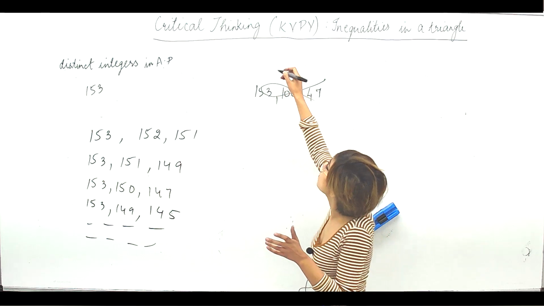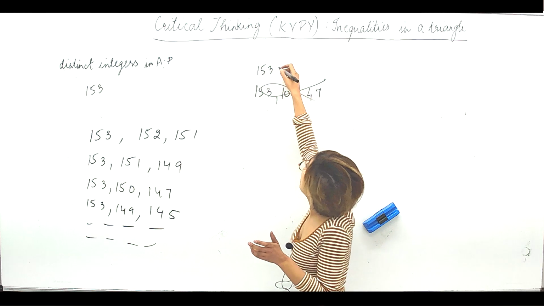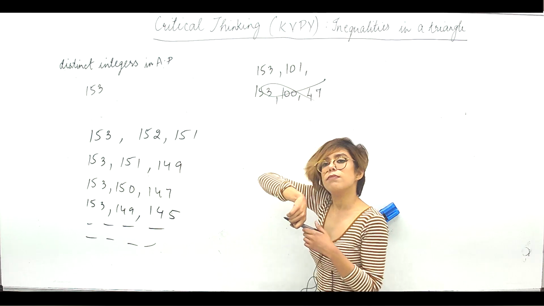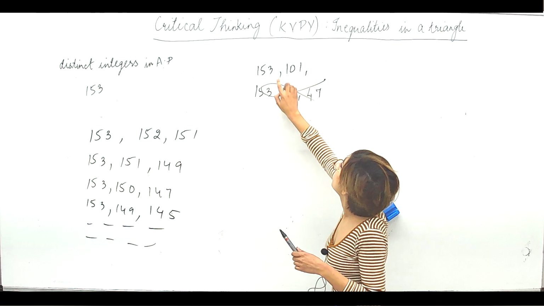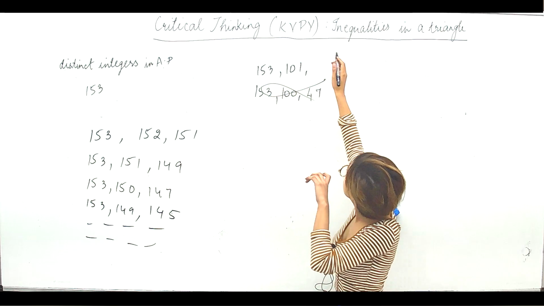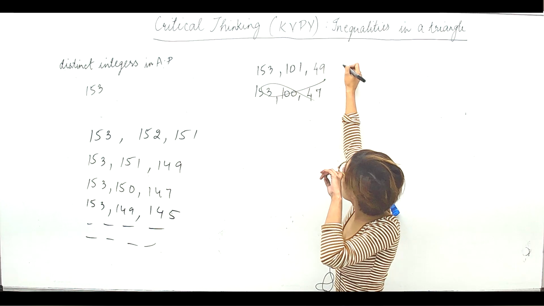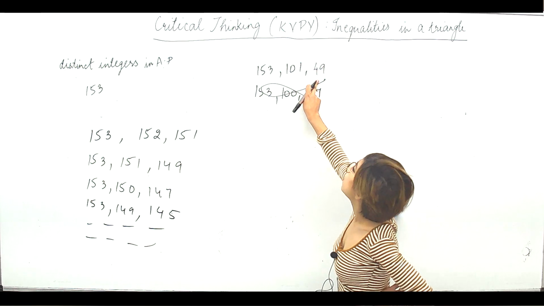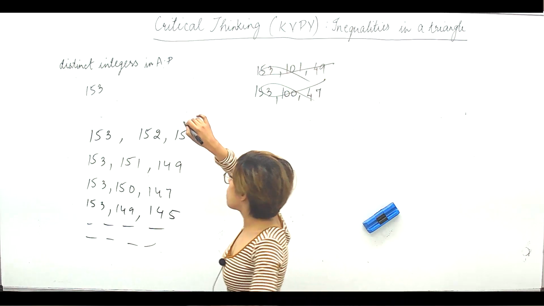No need. इस थोड़ा ऊपर चल जाते हैं. 153. अब 100 था. 101 पे check कर लेते हैं एक बार. Right. 101 पे difference कितना है? 52. So that means this should be 49. Right. Is it forming a triangle? Absolutely not. Not again. इससे थोड़ा और पहले चल जाते हैं.